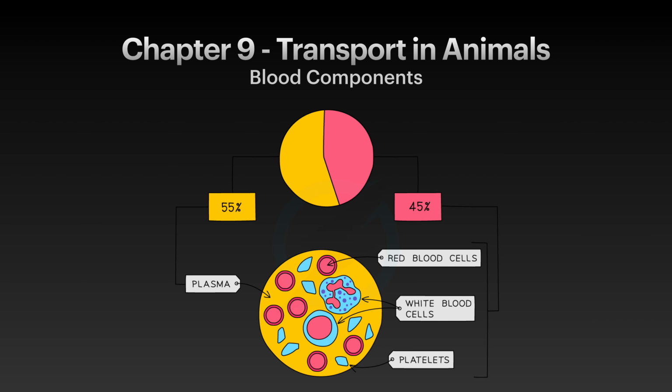Next up, we have the platelets. These are small cell fragments without a nucleus. These are essential for blood clotting. You can view a summary of these important components of blood in the next slide.